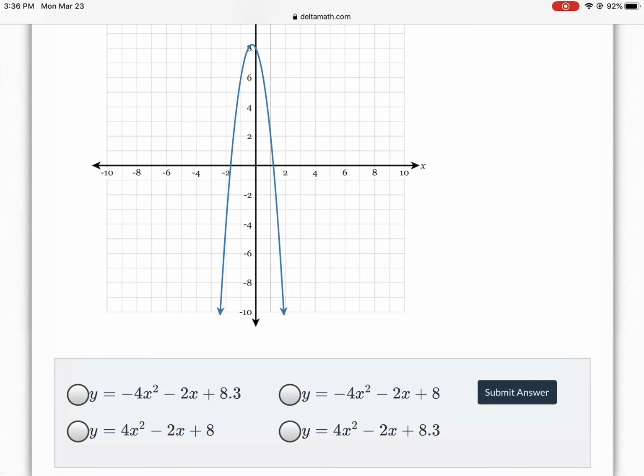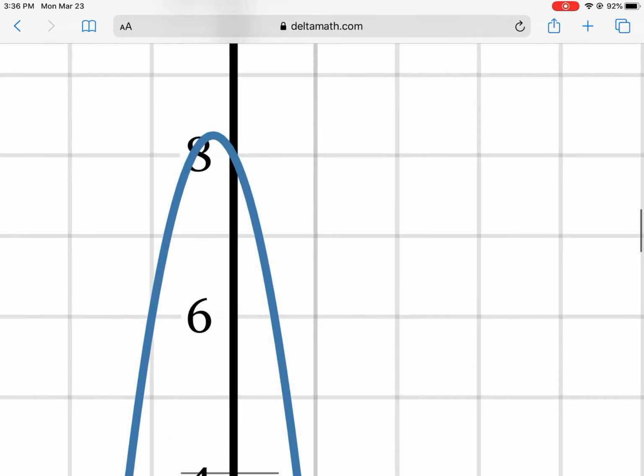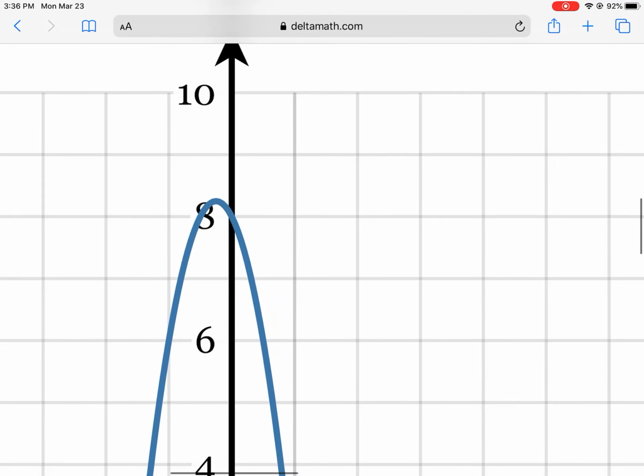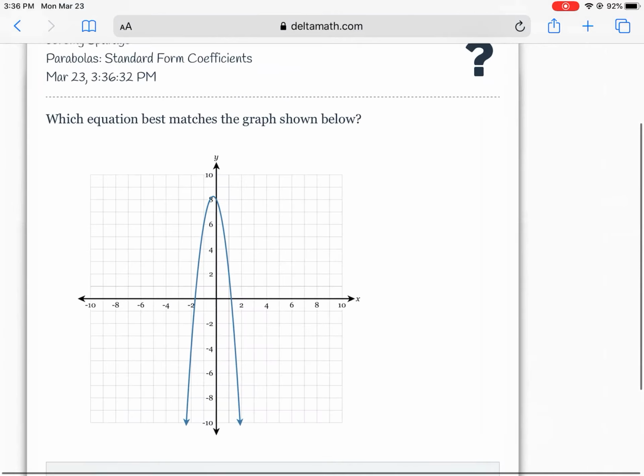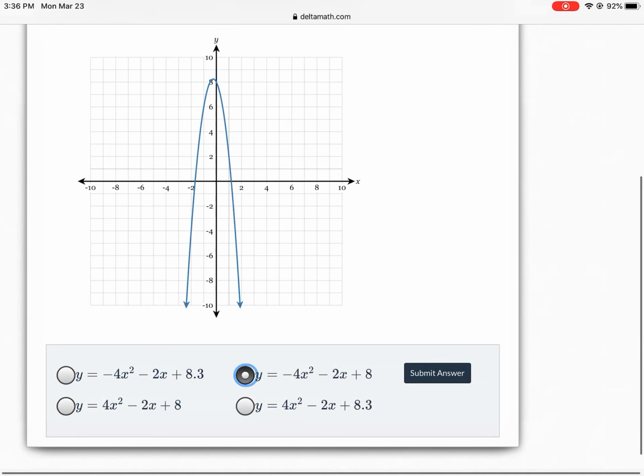Similar problem, we know it's going upside down, so our first term must be negative, so it's one of the top two. And the difference between these is that last number, it's either 8.3 or 8. If I zoom into the y-intercept, I can see the y-intercept is exactly at 8, so I'll choose the one that says 8.